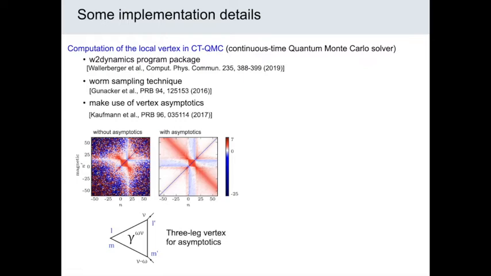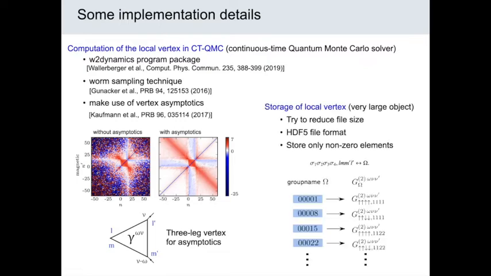And what you make use of there is that for large frequencies, these 4-point vertices can be approximated by 3-point vertices. That's the object that you can see down there. And that is a much smaller object because it has only 2 frequencies, right? So by that you can suppress the numerical noise, and you can save a lot of computational time, right?